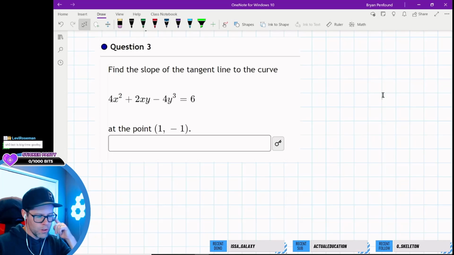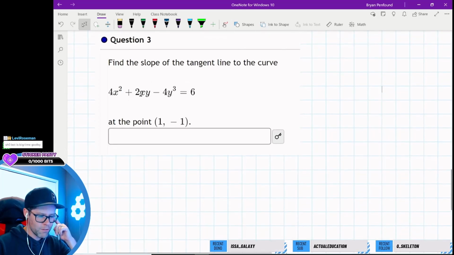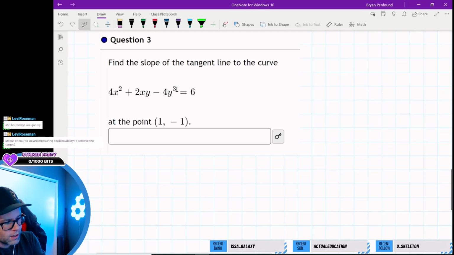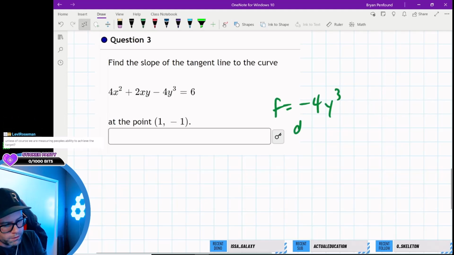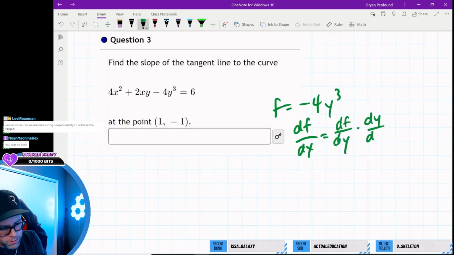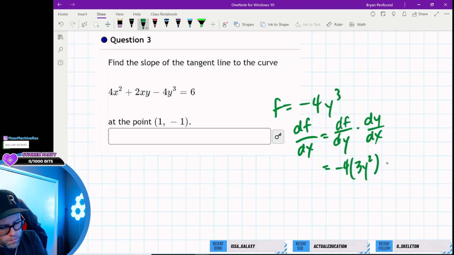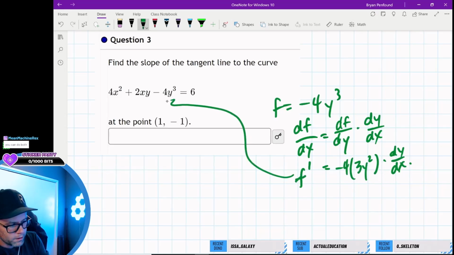Find the slope of the tangent line to the curve. So we're in the same situation as before, only now we're kind of playing a little bit with fire here. We have not only a product rule to work with, but we have a chain rule to work with as well. So let's think about this chain rule first. If I say that f is negative 4y cubed, and I want to find the derivative of this thing with respect to x, which is what we're going to try to do, then I want the derivative of this expression with respect to y times the derivative of y with respect to x. So what I need is negative 4 times 3y squared times dy/dx. So that's going to be my f prime, and that's what I'm going to need for this piece here.